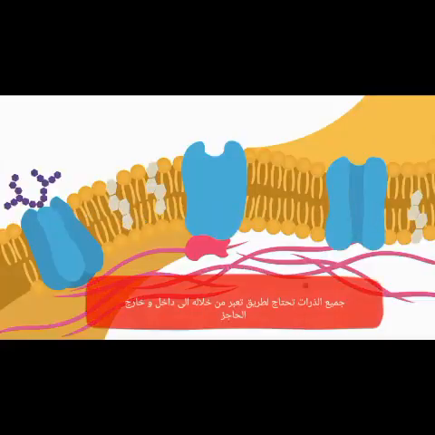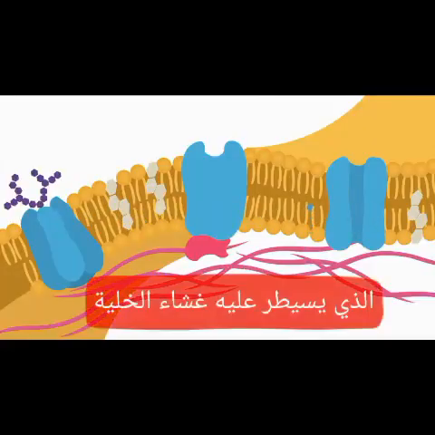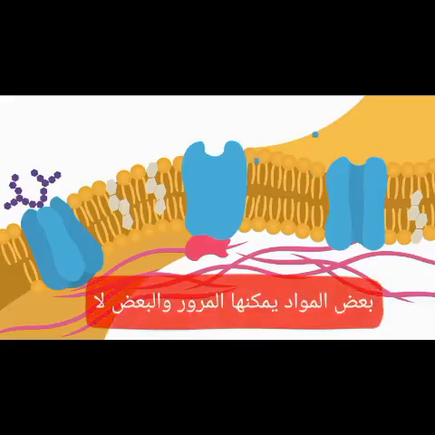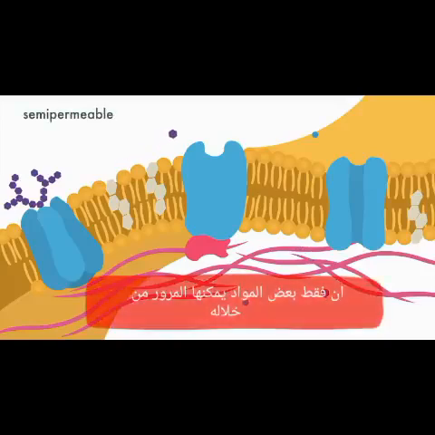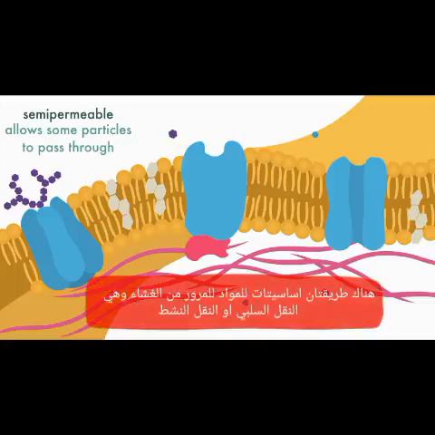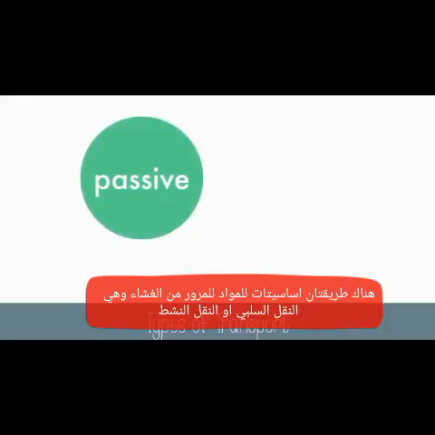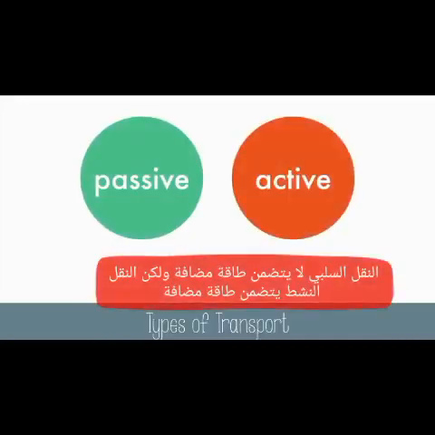All cells need a way to get materials in and out. The barrier that controls the passage of materials is the cell membrane. Some materials can pass through the cell membrane on their own, but others cannot. To describe this, scientists say the membrane is semi-permeable, which means that only some particles can pass through. There are 2 main ways that particles can get through the cell: passive transport or active transport. Passive transport requires no added energy, but active transport does require added energy.